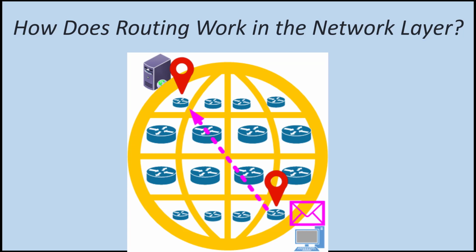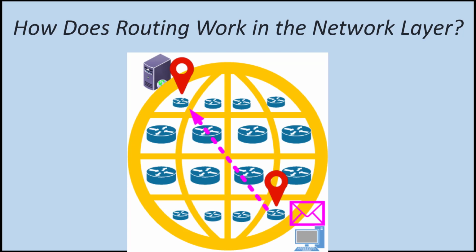How does routing work in the network layer? Ever wondered how the Internet knows where to send your data? Well, that's where routing in the network layer comes in. It's like planning a road trip across cities. Routers, which are like traffic managers, use special tables and algorithms to figure out the best path for your data to travel through the Internet.